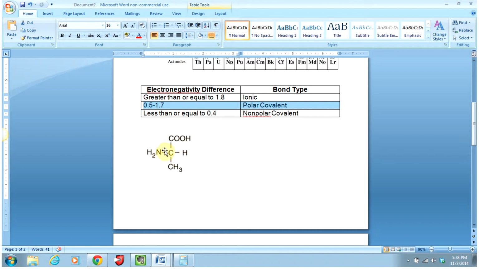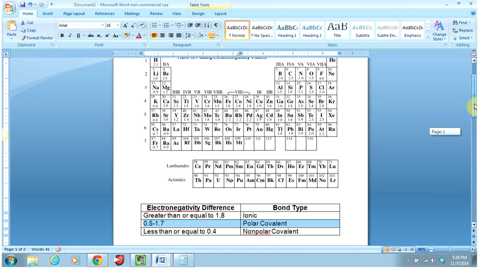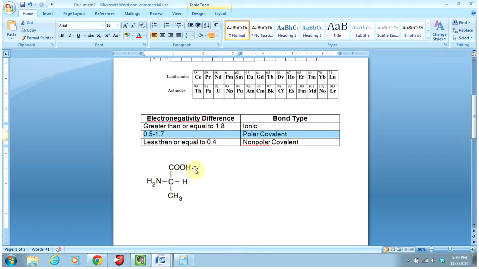That means within this bond, the electrons are not shared evenly between nitrogen and carbon, and the more electronegative atom, which in this case was nitrogen, is going to hold the electrons a little more tightly and get a partial negative charge, which leaves carbon with a partial positive charge.